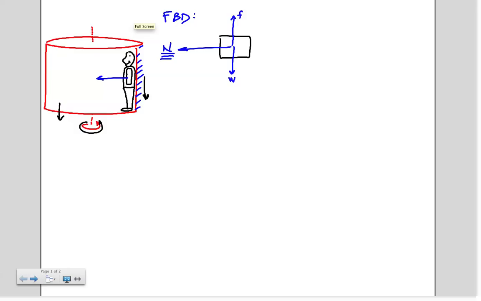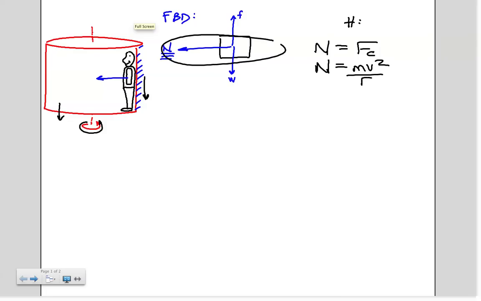We can say, importantly, in the horizontal plane, that the normal force is equal to the centripetal force. We can see that here because that's the only force acting in the horizontal plane. So now I can substitute mv squared over r. The normal force is equal to mv squared over r.